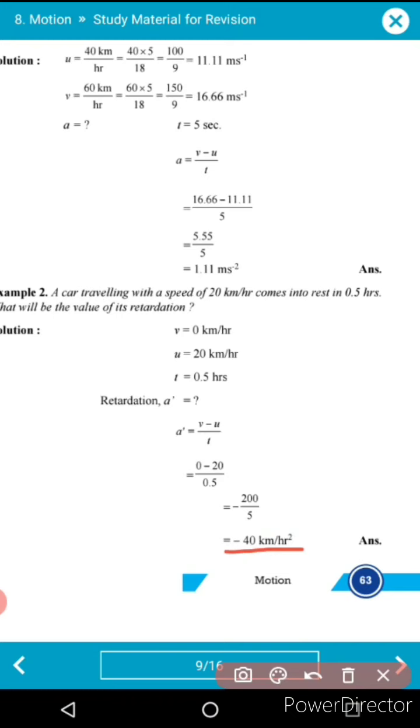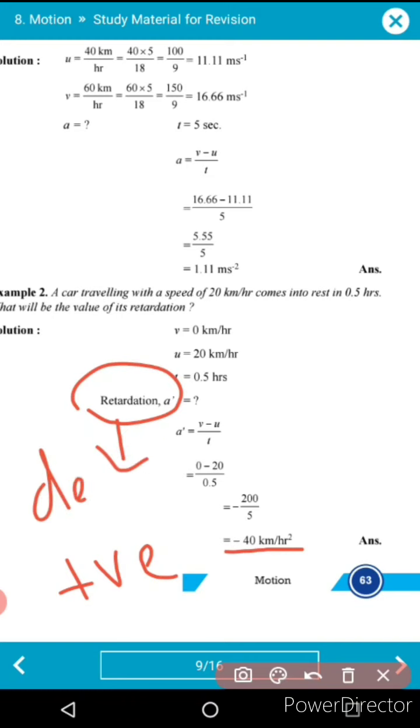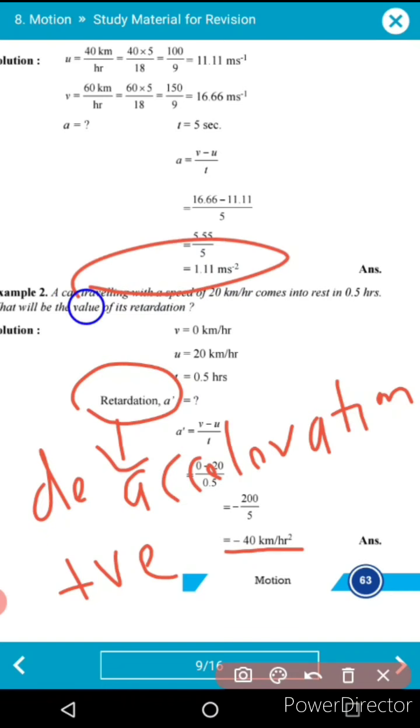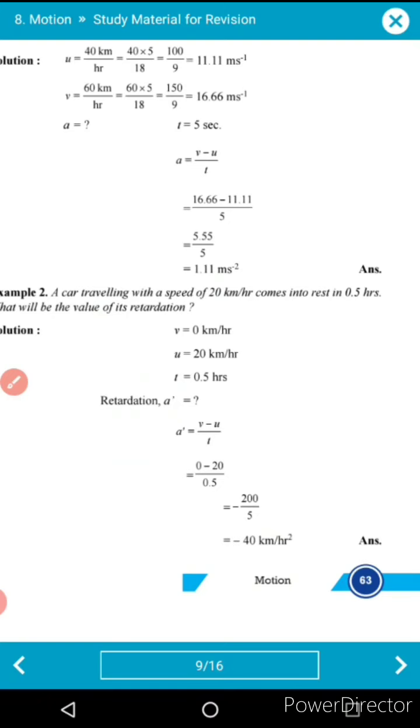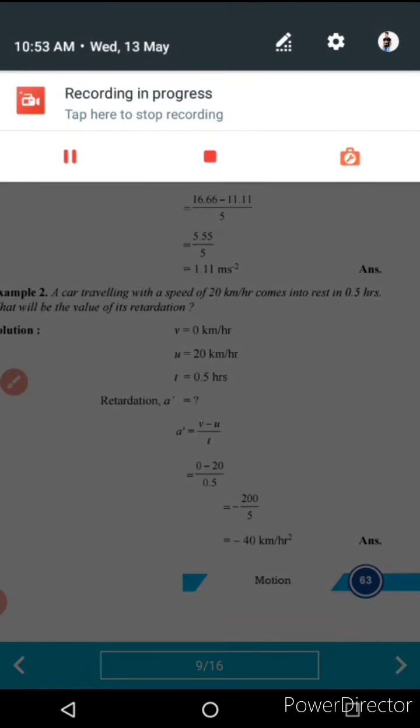Okay, we are getting minus. In this case we are getting minus because it is retardation. In other words it is called deceleration. So acceleration will be positive, but deceleration will be a negative term. Understood? Deceleration will be a negative term. So this is how acceleration and deceleration will be calculated. Understood guys? Okay, so try to solve.